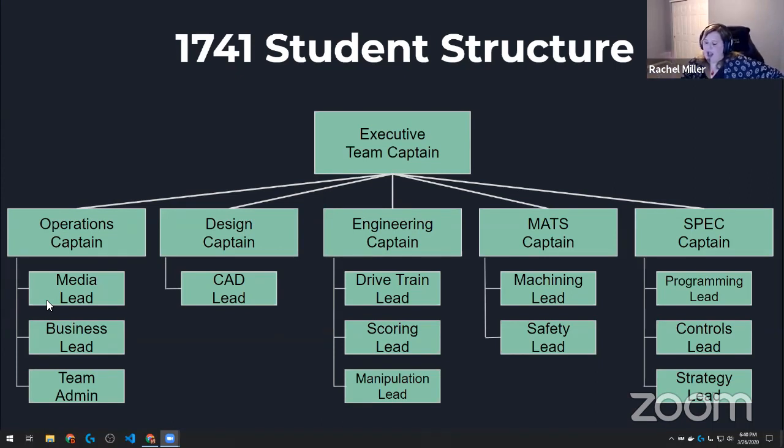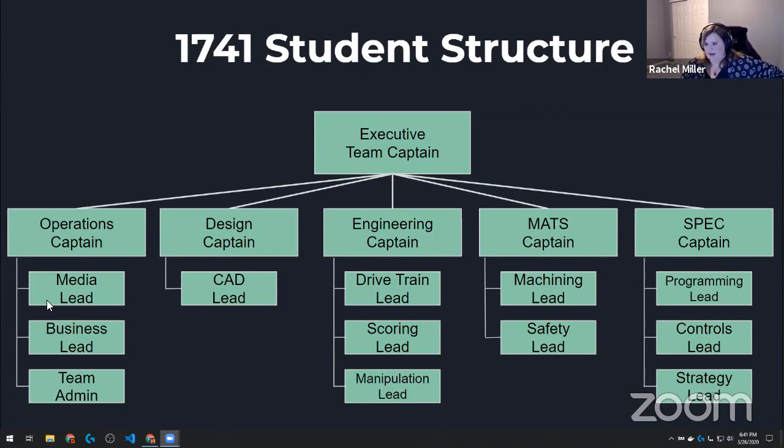This is our new student structure actually this year. So how we nominate our captains and leads is they can self-nominate or someone else can nominate them. And then we do leadership interviews. A small group of mentors will do leadership interviews, and then we will decide which position they need to be put in.